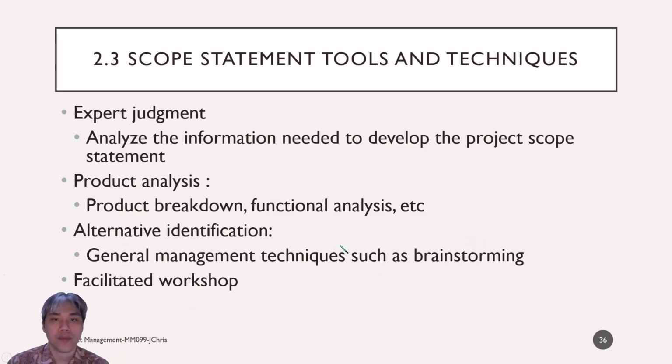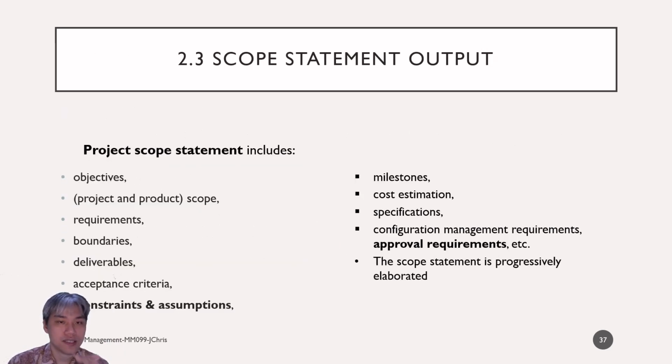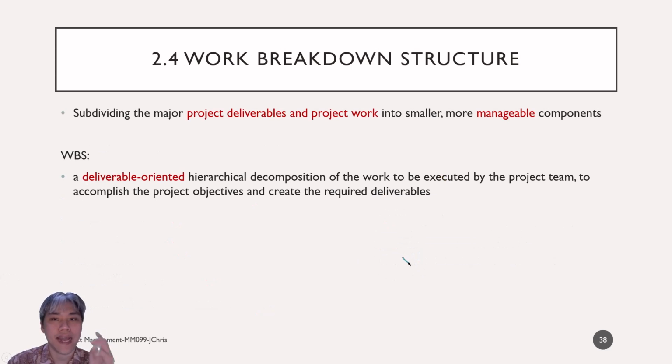Okay, I'm not going to talk about the tools and techniques again; it's the same. The output is this: a project scope statement document that will include objectives, scope, requirements, boundaries, deliverables, acceptance criteria, constraints, milestones, cost, specifications, approval requirements, and so on. Now, I'm going to talk about WBS, the work breakdown structure.